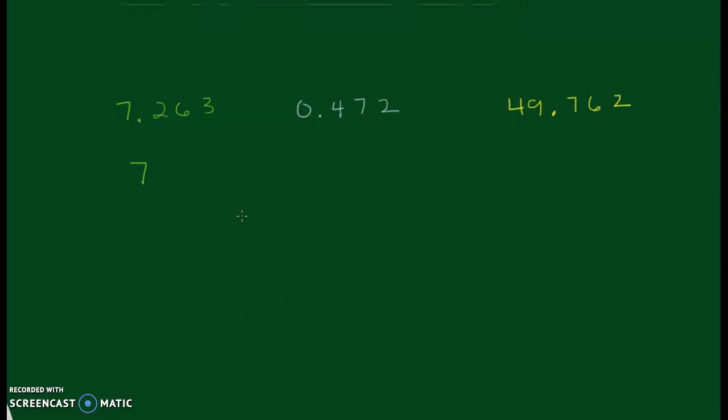For the light blue, the number is 472 thousandths. The 7 is in the hundredths place, so the value would be 7 hundredths, 0.07. And then for their yellow number, 49 and 762 thousandths, our 7 is in the tenths place, so we could write 7 tenths.